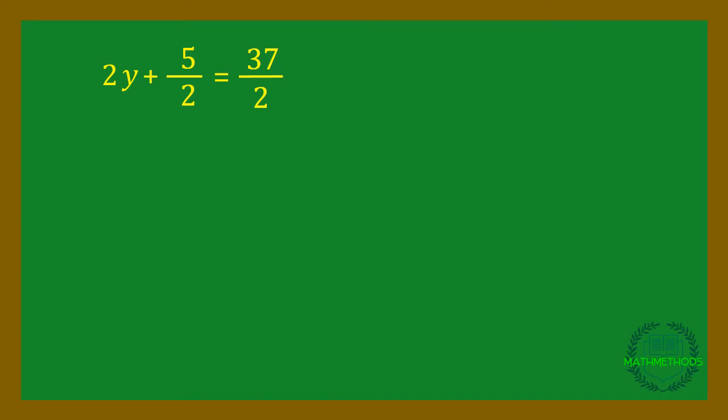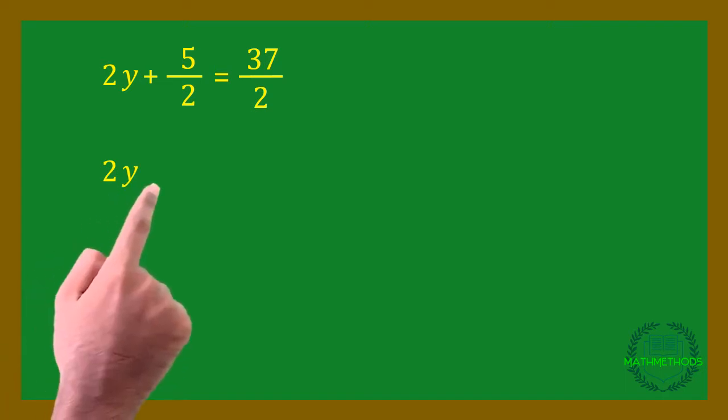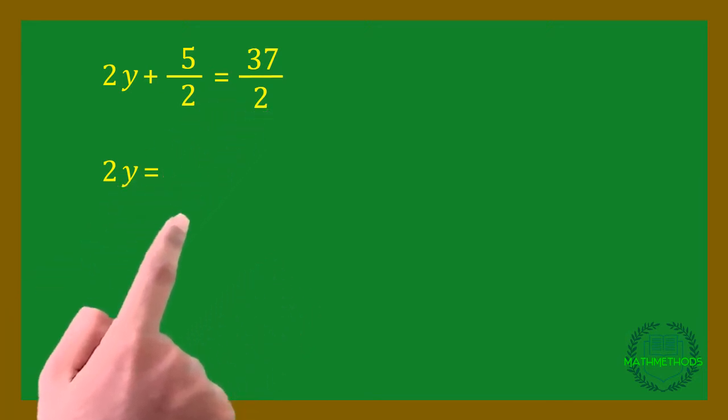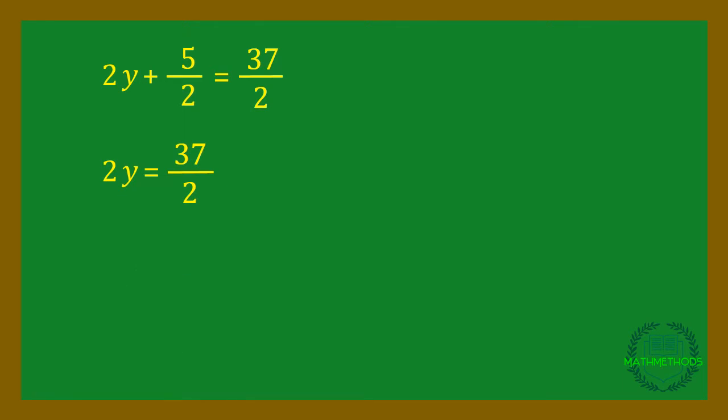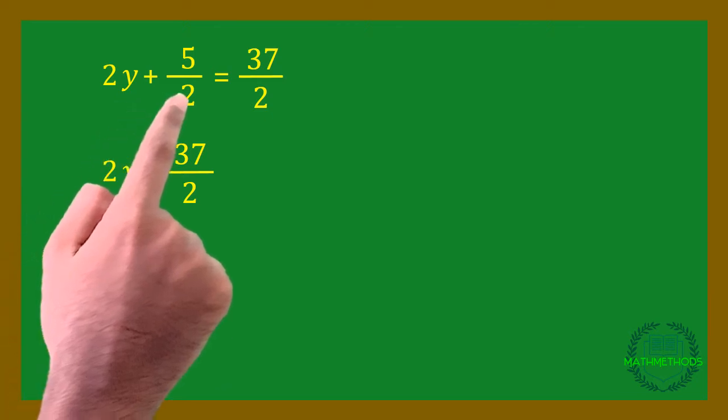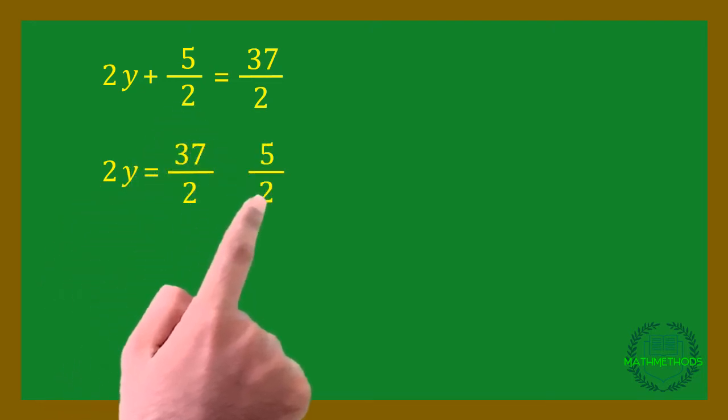To separate the variable term, follow these steps. First, write the variable term and put the equal sign after that. Next, copy the right hand side as it is after the equal sign. After copying the right hand side as it is, write the remaining terms from the left hand side by changing their signs. Now, other than the variable term, there is only one term remaining in the left hand side, that is 5 upon 2. Write it here by changing the plus sign to minus sign.